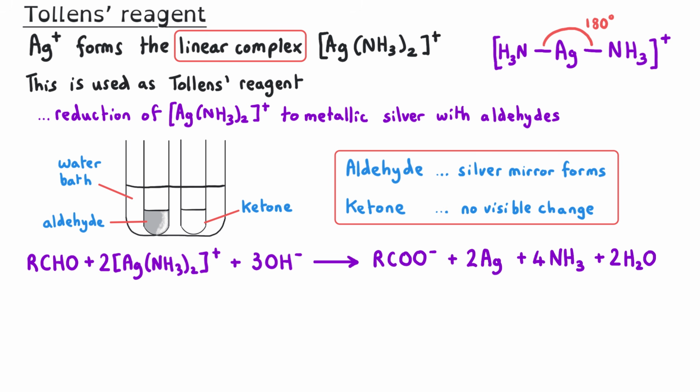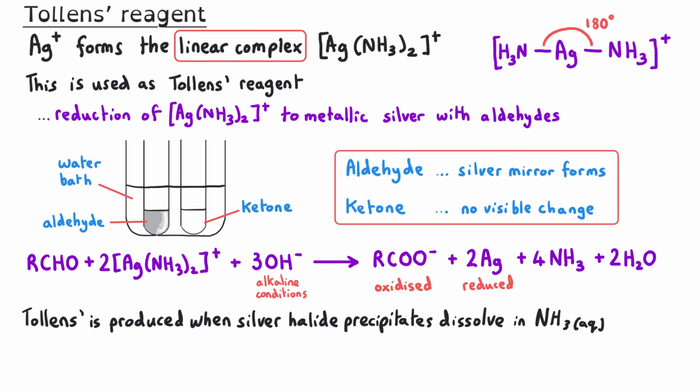The equation for this reaction has got the aldehyde reacting with 2 of the complex of Tollens reagent in alkaline conditions, so we need 3 OH- ions, and that gives us the oxidized form of the aldehyde, which would be the carboxylate ion. We'd get the silver that has been reduced from 1+ to silver 0. We've got our 4 ammonia, and we've got 2 water as our final product.